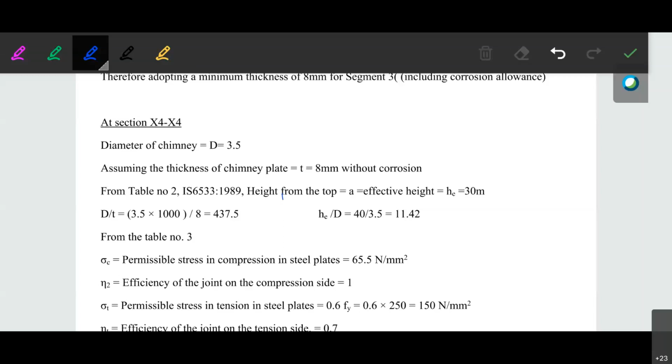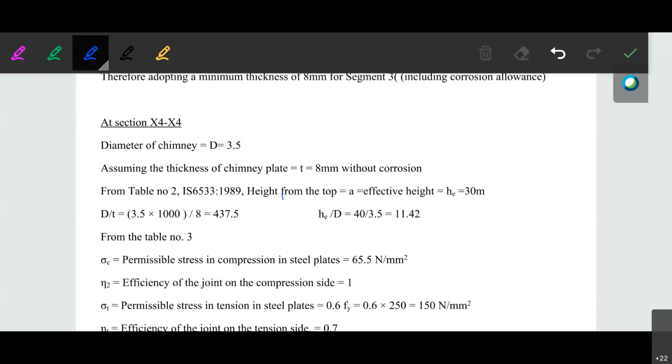So assuming the thickness of the chimney plate as 8 mm, we get the value of the D/T as 437.5. So again you have got the value 437.5. Okay, so you can easily interpolate from that particular value. Whatever your value is, interpolate in this, so that we get the value of sigma c, that is the maximum permissible compressive stress in MPa, that is Newton per mm square. Again interpolating that particular value, we get the value of sigma c as 65.5. Again the same, the sigma c value will be the same.